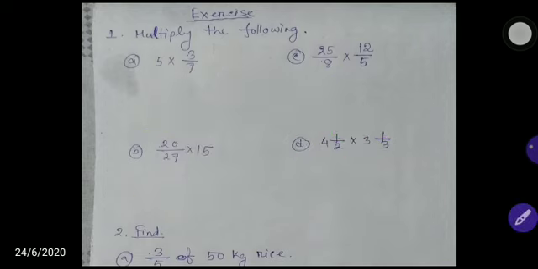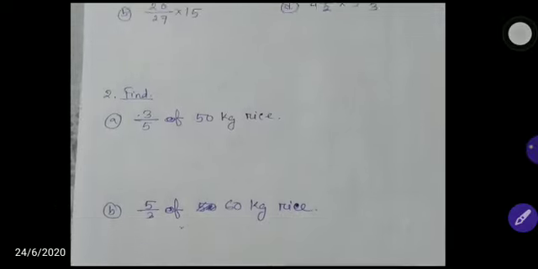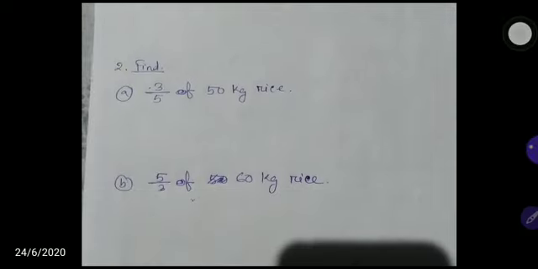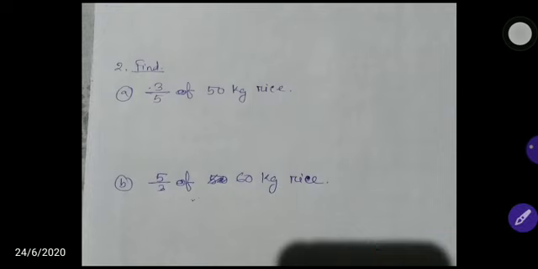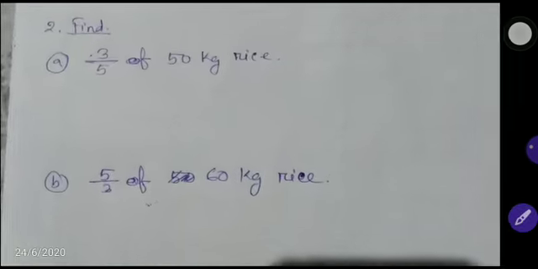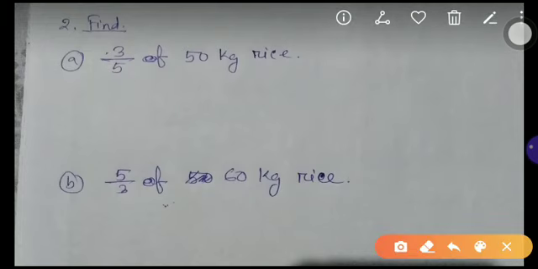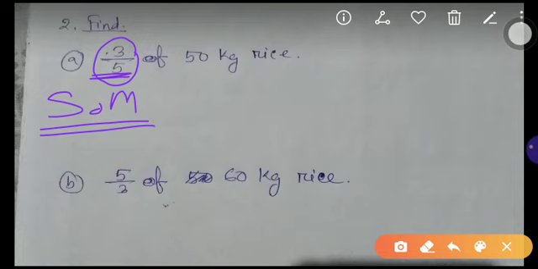Next, the second number question, you see: find 3/5 of 50 kg rice. That means what fraction? This one is a proper fraction. This 3 by 5 is acting as an operator, so our result will be what? Less than 50 kg.